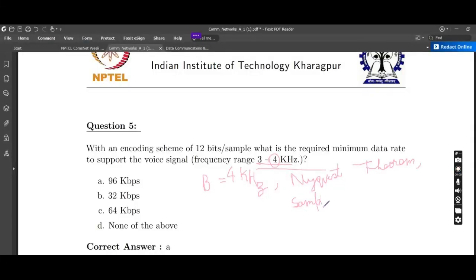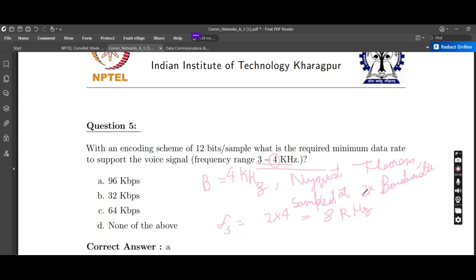It must be sampled at twice the bandwidth, sampled at 2 times bandwidth. So for a voice signal, what should be the minimum sampling rate? The minimum sampling rate should be fs is equal to 2 into 4, or 8 kilosamples per second, 8 kilohertz.